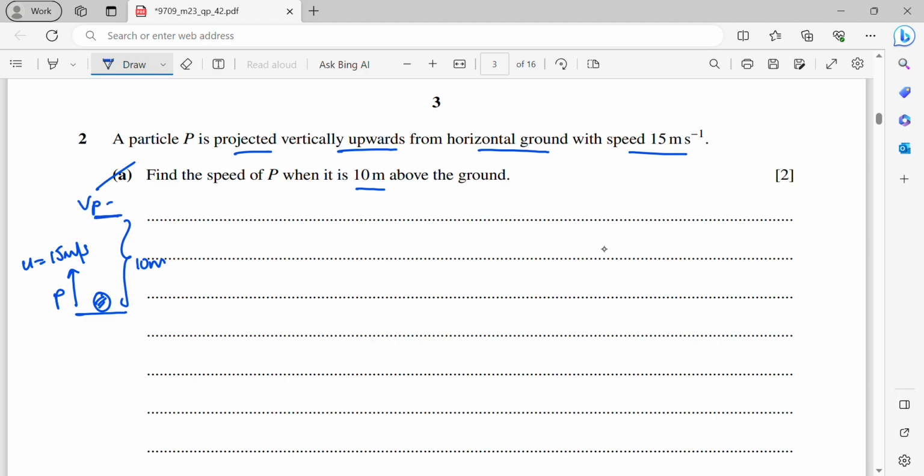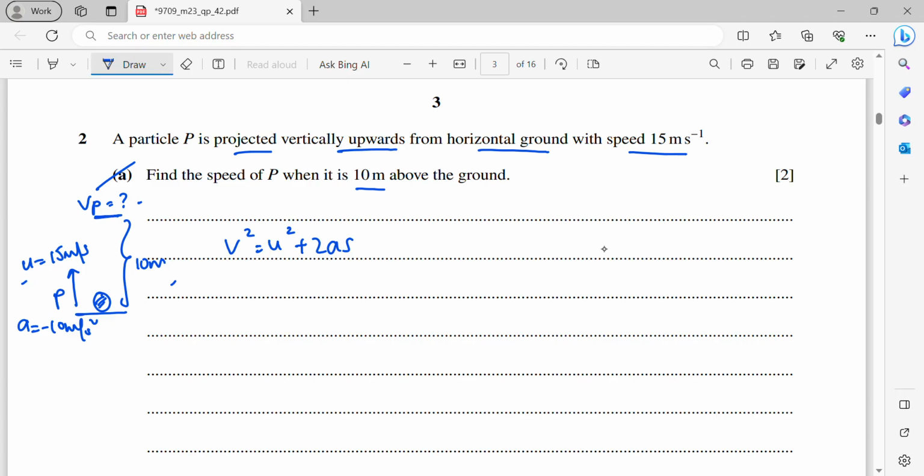What is the VP? Okay, so now from here, since you are given a U, and you need to find V, and we know that the particle is projected upwards, means that your A is going to be negative 10, right? So A is negative 10 meter per second squared. Then I can use V squared equals to U squared plus 2AS.